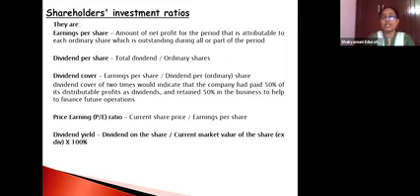Next ratios are the shareholders investment ratios. These are very simple ratios. These we all know about. Shareholders investment ratios mean what? Shareholders invest in the form of shares. Per share, how much are the investors able to get?